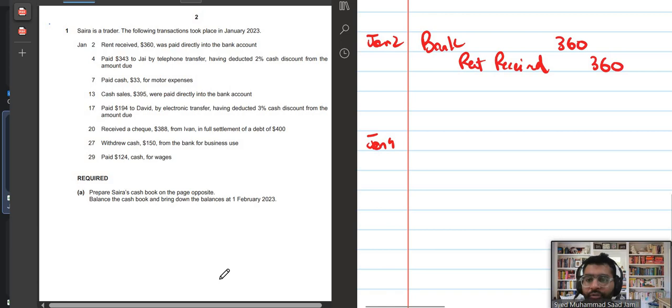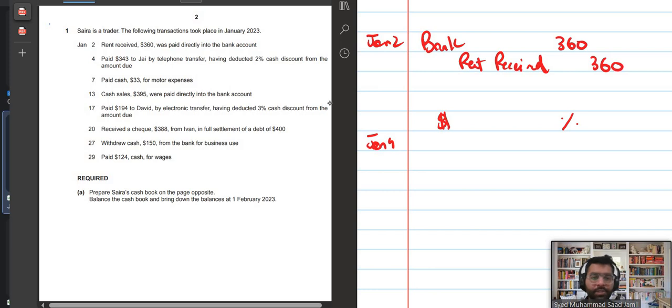that paid 343 to J by telephone transfer, having deducted 2% cash discount from the amount due. So look guys, many people what they will do, they will simply do 343 multiply by 2% and calculate the discount. That is wrong. Look, 343 is the amount after the discount. For example, there is discount, you guys received the discount and then you guys paid the amount. So this is the amount after the discount. So over here write dollar. This is my way of solving these questions.